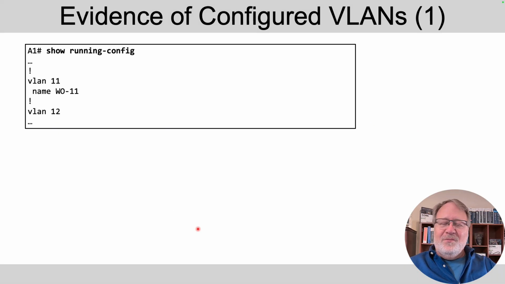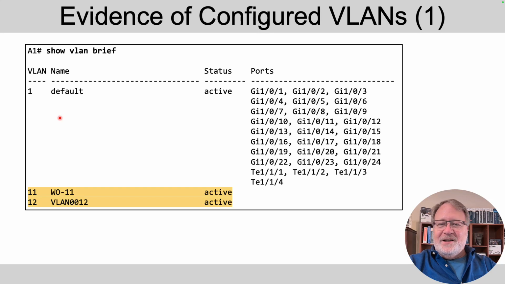What's the default name? Well, if you do a show running-config now, you see the name command under VLAN 11 that you just typed, but under VLAN 12, there's nothing there. To see that default name, you do a show VLAN brief, and there's the default name that IOS creates. It begins with uppercase VLAN and then a 4-digit number, so it plugs in some leading zeros in front of the number if it's not a 4-digit VLAN ID. So that's 4 digits there.